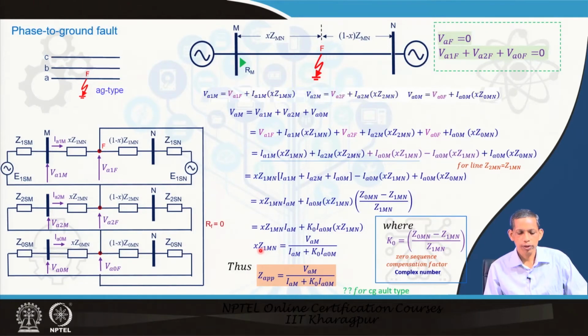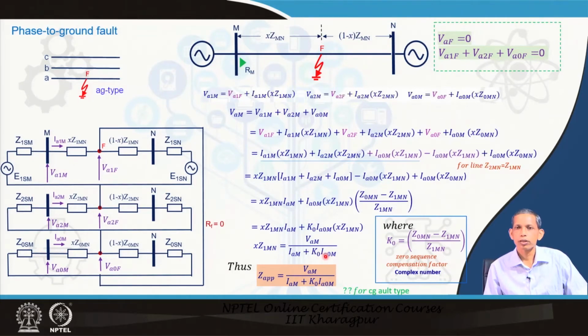Therefore, from that we can calculate x Z1Mn, which is nothing but the positive sequence impedance up to the fault point, equal to this VAM divided by IAM plus K0 I0M. All the measurements can be obtained by the relay at the local bus, the M bus: VAM measured at phase A, IAM measured at phase A, and K0 depends upon the line data, and I0M is nothing but IA plus IB plus IC divided by 3.